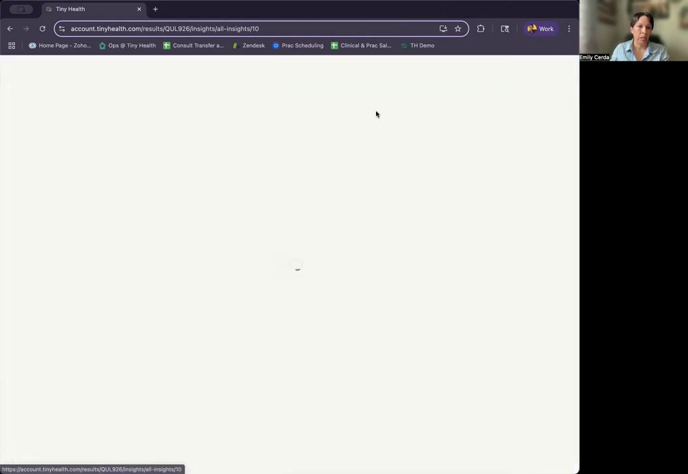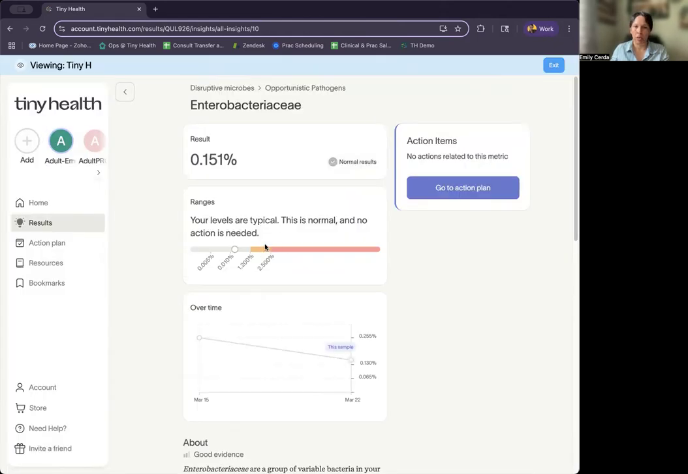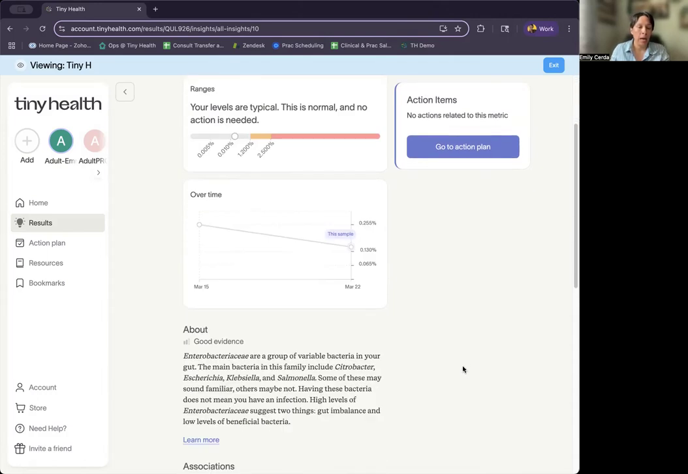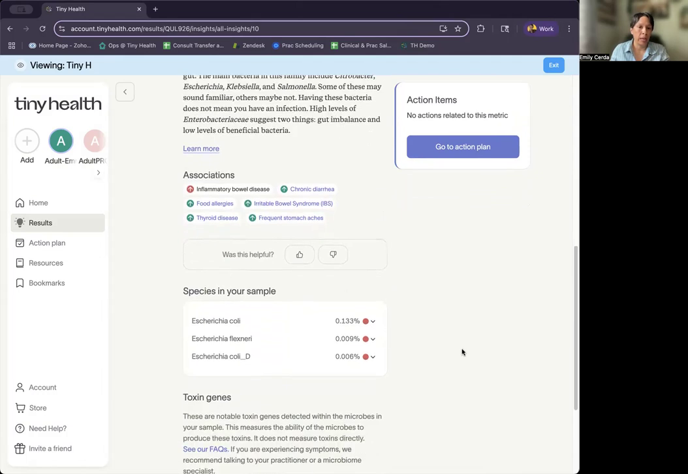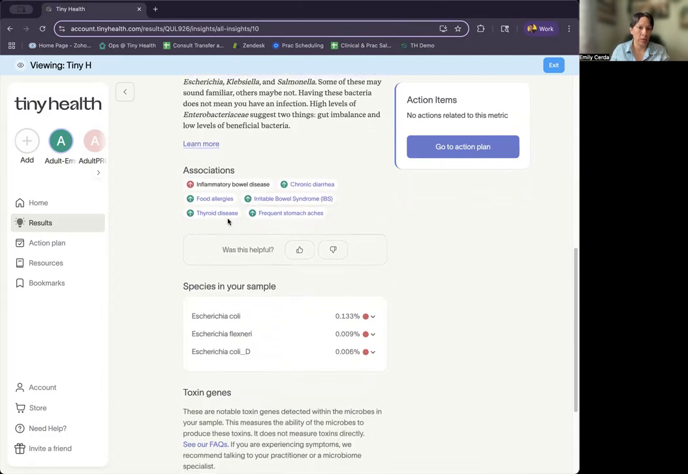In this, if we look at the Enterobacteriaceae, again, you're going to get your level, and that range will shift based on your patient's age, if they're in the infant, toddler, child, or adult range. And then further down, you're going to get your associations and what species are in there. And just like what we saw with E. coli, there's a couple different strains of E. coli, and then that Escherichia flexneri.